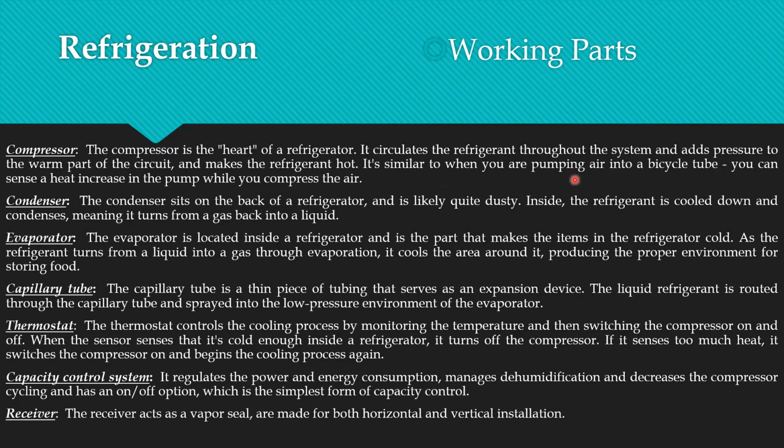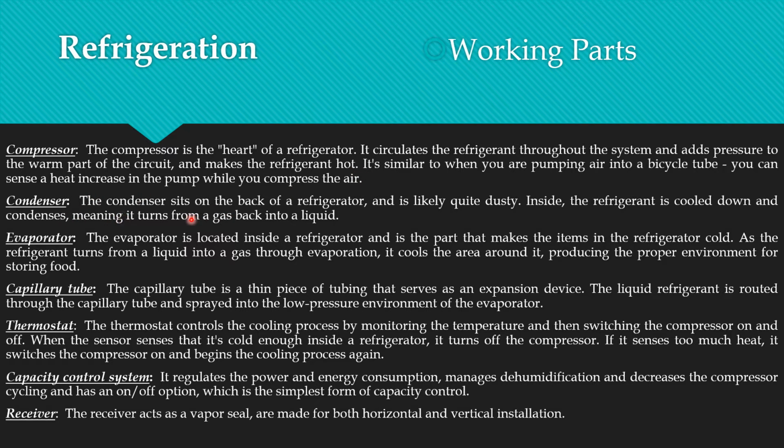It's similar to when you are pumping air into a bicycle tube. You can sense a heat increase in the pump while you are compressing the air vertically. That is a reciprocating motion when you are using the cycle pump. Due to the compression or pressing the pump, the air will get high temperature and pressure. The same thing happens in this type of compressor, and the refrigerant is compressed in the reciprocating compressor normally used in the fridge, and pressure as well as temperature get increased. Then it will go to the condenser.